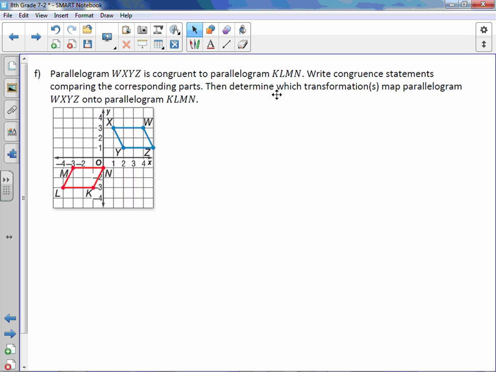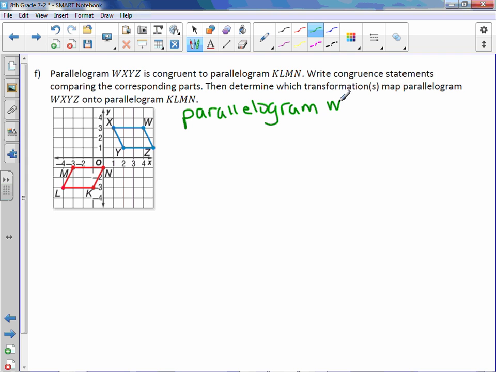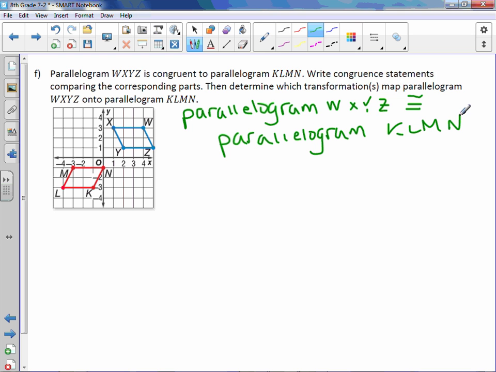Parallelogram WXYZ is congruent to parallelogram KLMN. Write congruent statements comparing the corresponding parts, then determine which transformations map parallelogram WXYZ to KLMN. So let's start with our shape congruent statement. So parallelogram W, X, Y, and Z is congruent to parallelogram KLMN.